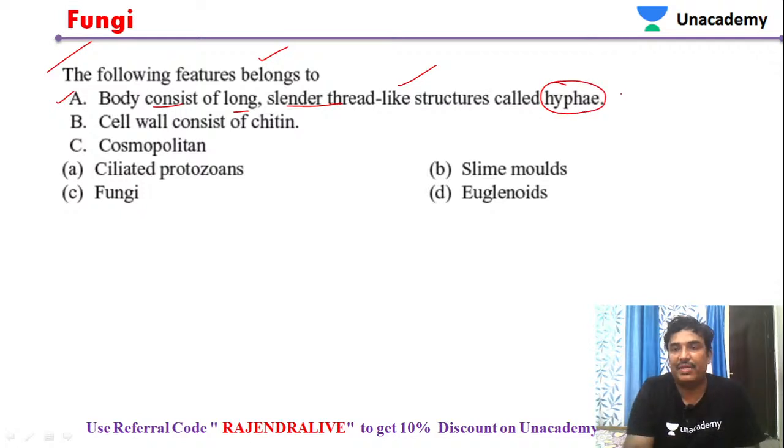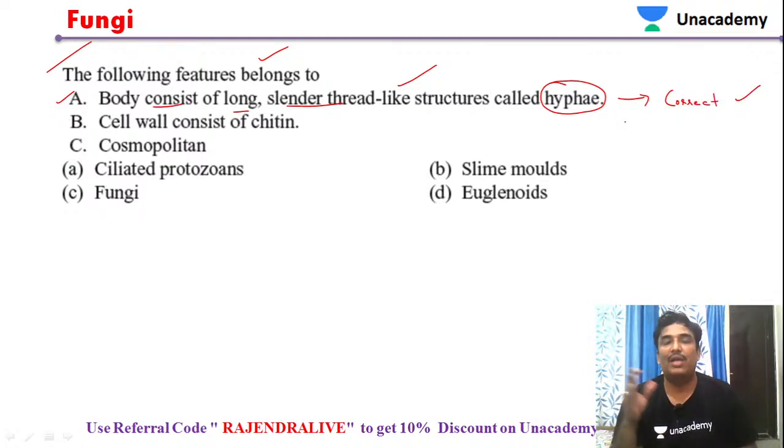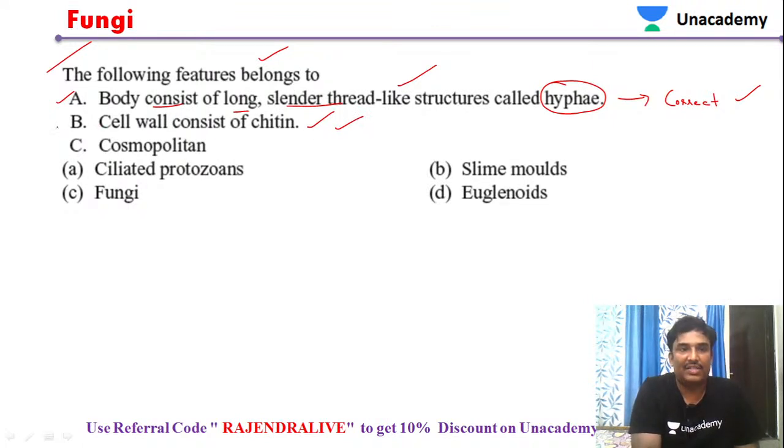Yes, now this statement is a correct statement. The body consists of long and slender structures, and it is called hyphae. Then, the cell wall consists of chitin. Yes, the cell wall is made up of a chemical substance. The name of the chemical substance is chitin. Now this is also a right statement.